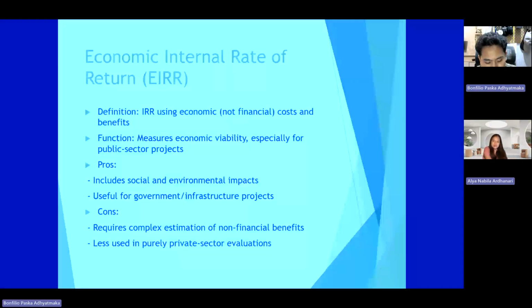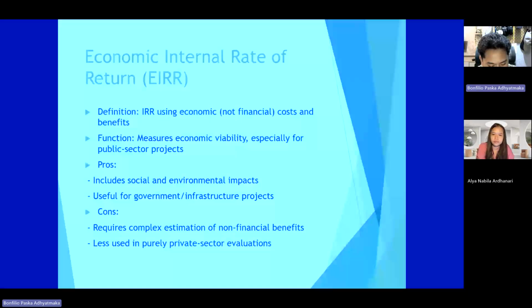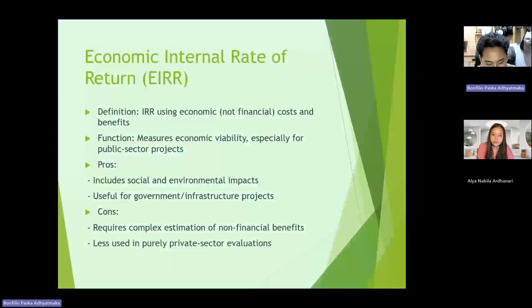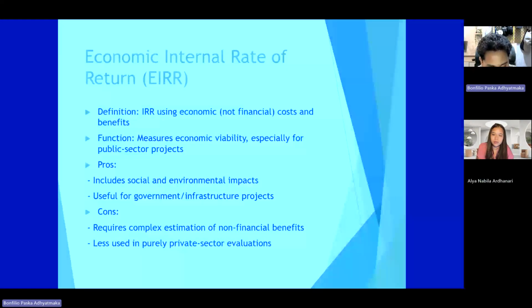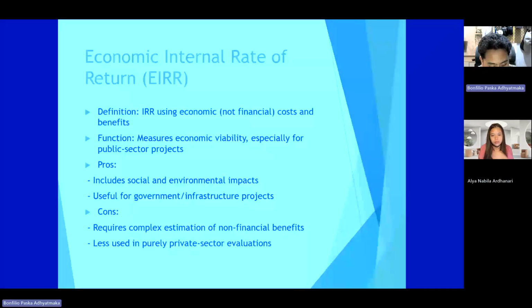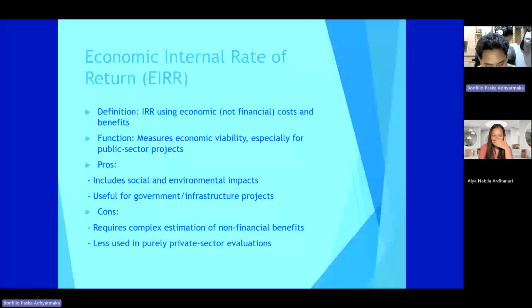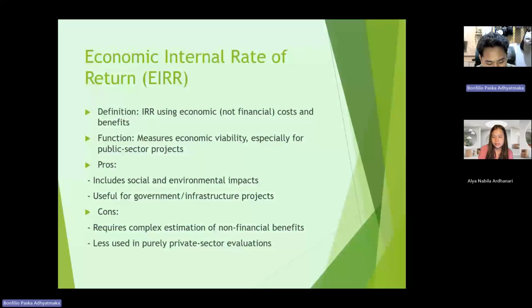EIRR has several important advantages. It captures non-financial benefits such as reduced travel time, improved safety, or environmental gains. And then there are the challenges. It often requires complex modeling to estimate intangible benefits like time savings, social equity, or pollution reduction. Because of this, EIRR is less commonly used in private sector decision making, where financial return is the primary focus.